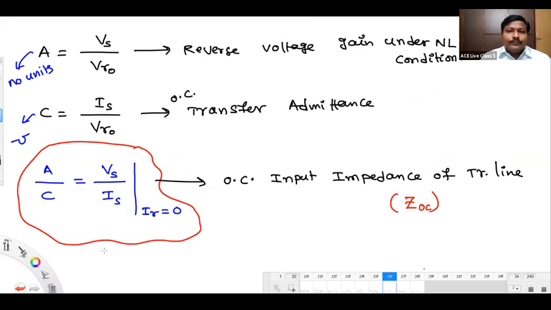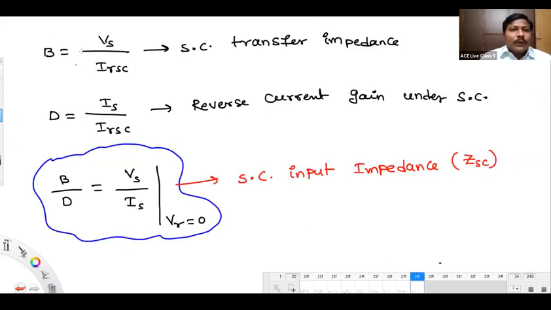Next, B. What's the units of B? Voltage by current. It will be ohms, impedance. Next, D. Current by current, no units. So A and D in the ABCD will not have any units. B is in ohms, C will be in terms of mho. So these are the units of the ABCD parameters we can expect.